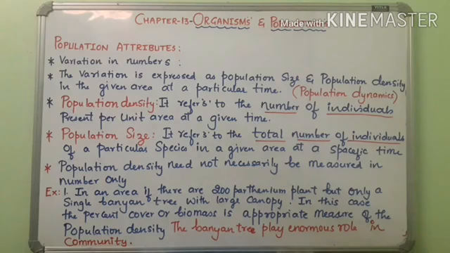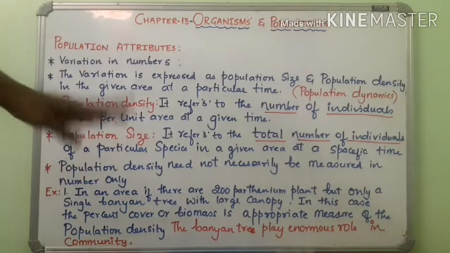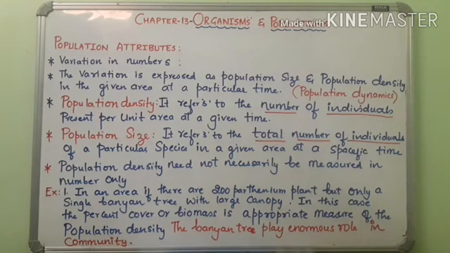For example, 30% of the area is covered by the 200 Parthenium plants, but that same 30% area is covered by the single banyan tree. Then which is the appropriate measure? The banyan tree plays an enormous role in the community. So in such a condition, we use percent cover or biomass as an appropriate measure of population density.